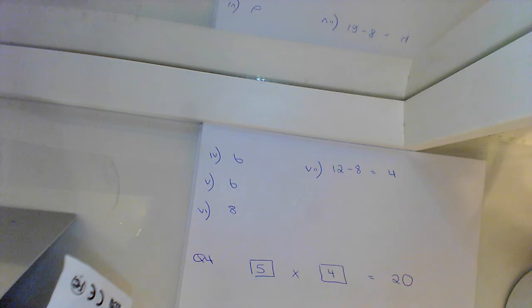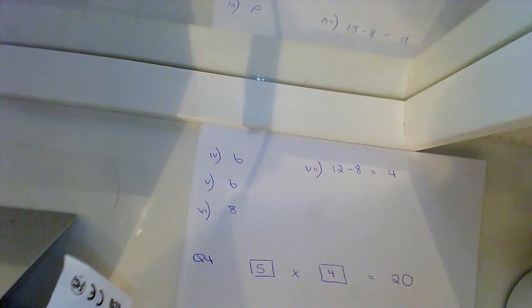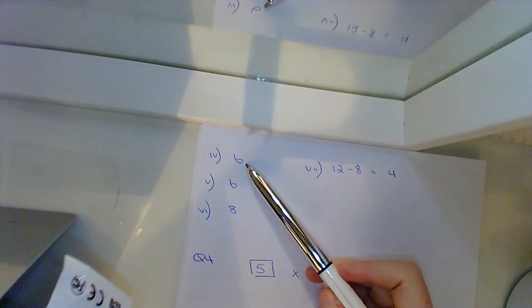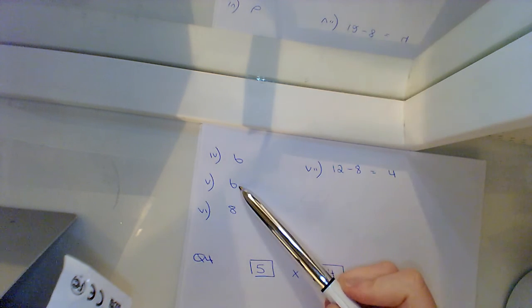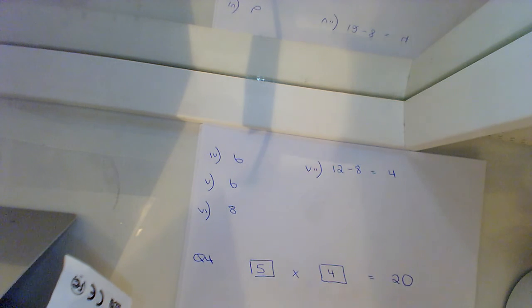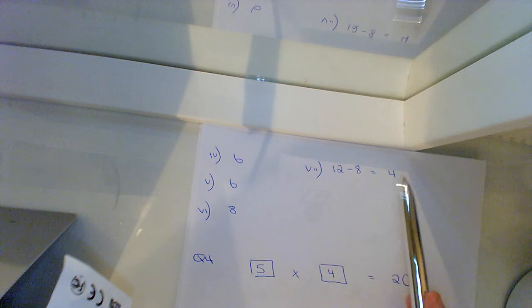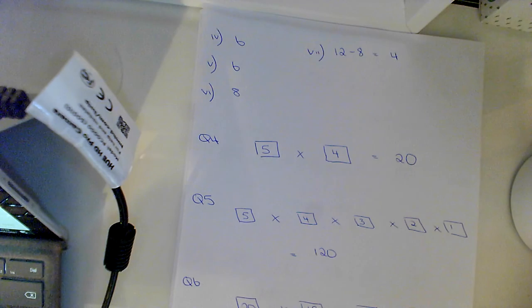Then it says, in how many does G appear before S? I have 6. In how many does S appear before G? I have 6. And then it says, in how many are M and G side by side? For this one I got 8. And then it says, in how many are M and G not side by side? I said 12, take away 8, which is 4.